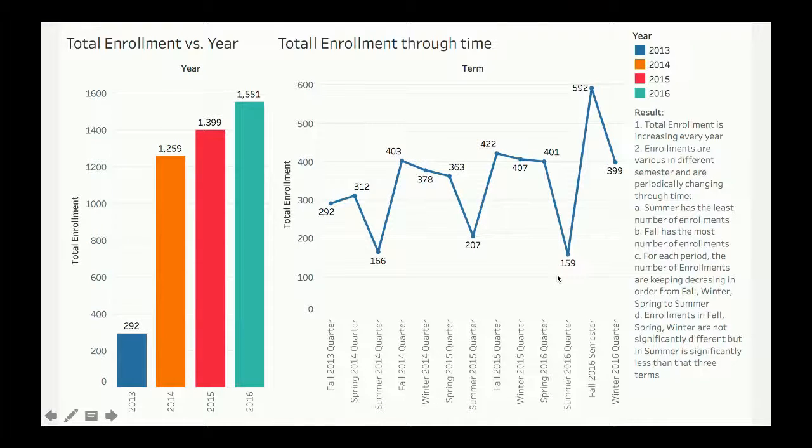And we find that summer has the least number of enrollments, but fall has the most number of enrollments, which fits the fact in reality. Students go back home or take a vacation in summer and go back to school in fall.